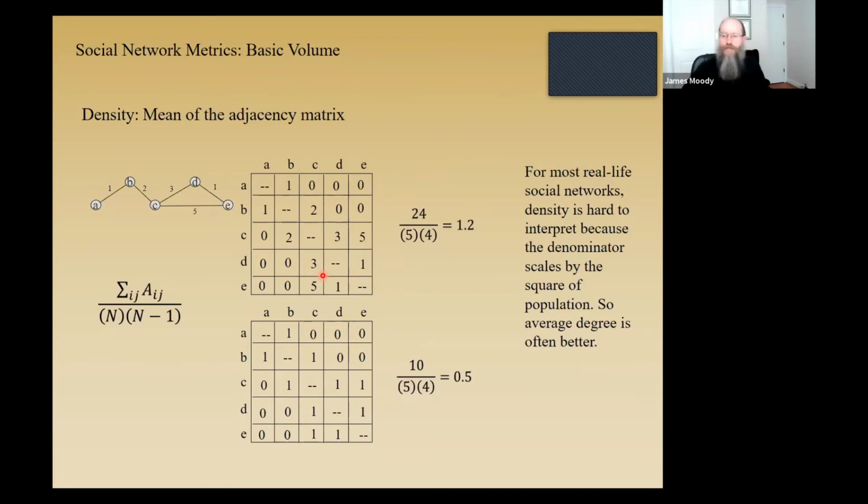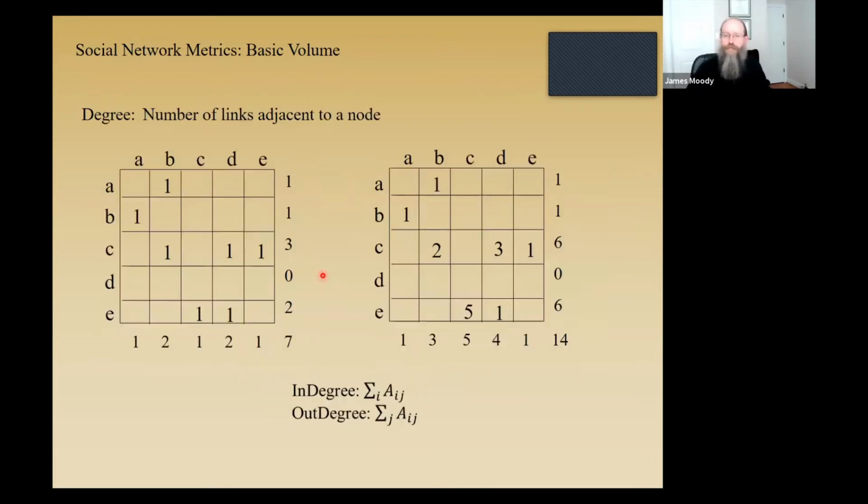A better measure is usually the average of the degree. Degree is the sum of ties to or from each person. If your network is directed, then we distinguish in-degree from out-degree. In-degree is the number of ties a person receives, out-degree is the number of ties they send, and so we can just take the sum of those. The sum across the rows is your out-degree. This person sends 1 tie and receives 1 tie. This person sends 3 ties and receives 1 tie.